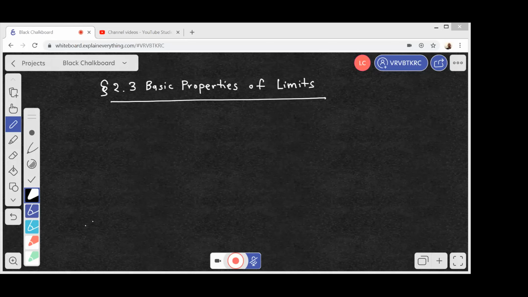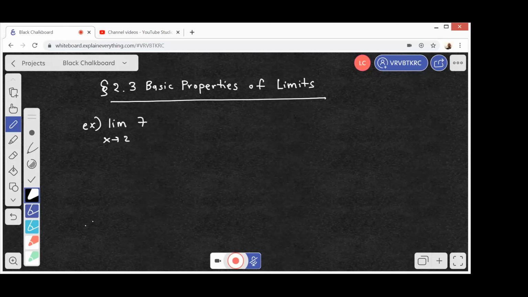So just to review before we get into the properties, I'm going to write down a couple examples for you guys. So in this first example, we have the limit of 7 as x approaches 2.